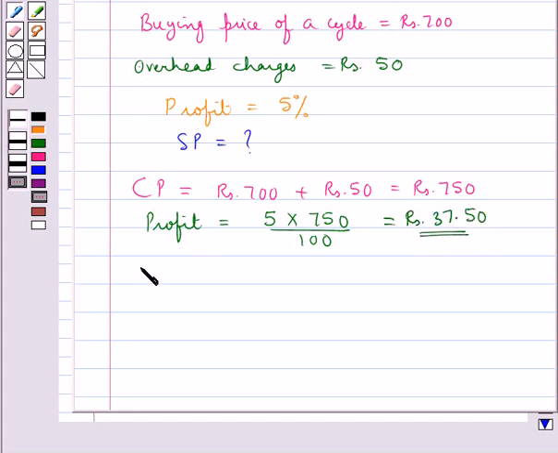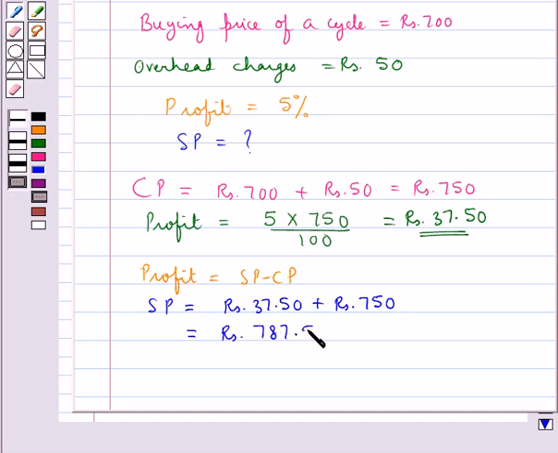Now since we know that profit is equal to SP minus CP, so from here we have SP is equal to profit, that is rupees 37.50 plus CP, which is rupees 750. Now this would be equal to rupees 787.50. So this is the selling price of the cycle.